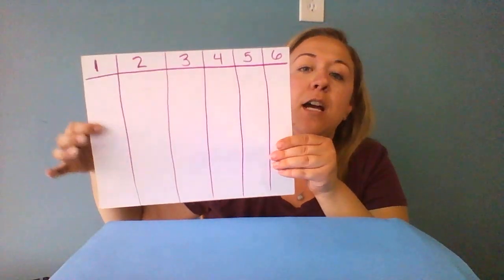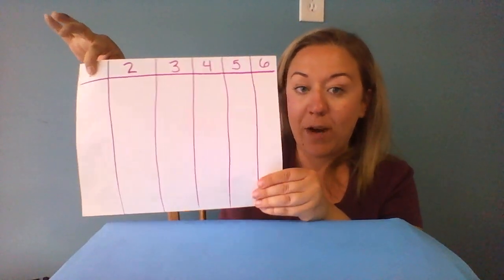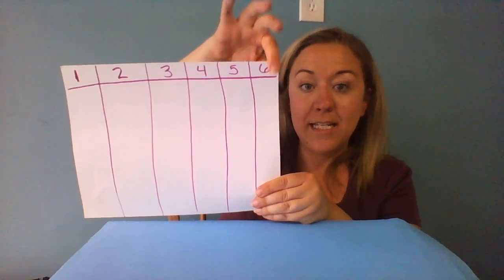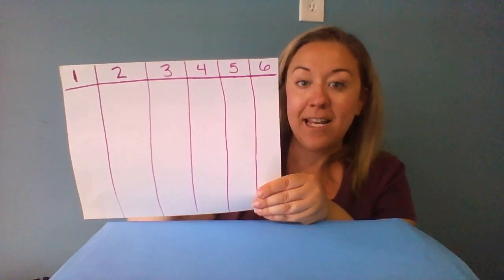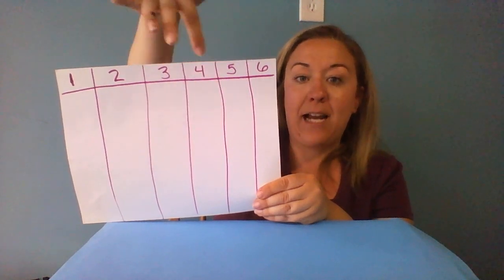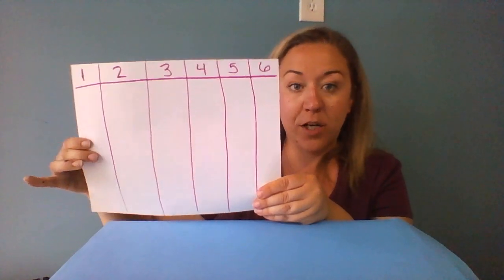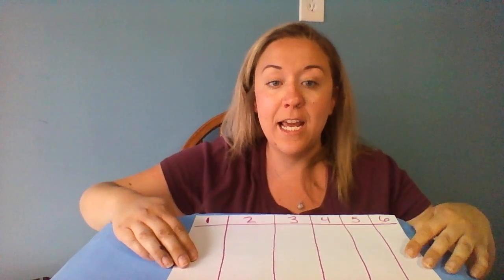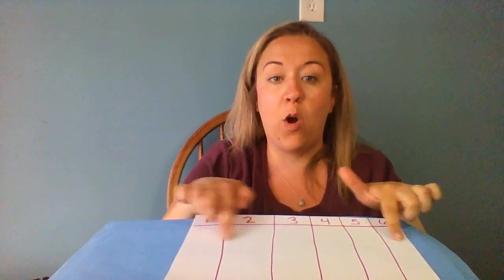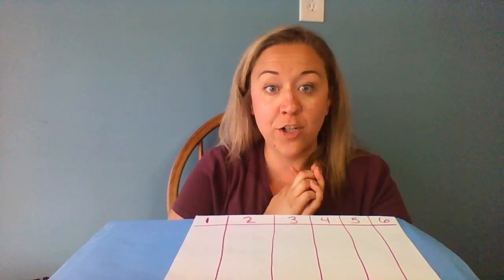The next thing you're going to need is paper and something to write with. We're going to be making a graph. So your graph is going to look like this. On the top of your paper, you're going to write numbers 1 through 6. 1, 2, 3, 4, 5, 6. And then you can draw lines to make columns for each of your numbers. What we're going to be doing today is we're going to be rolling our dice and graphing the number that we roll on our graph, on our chart.